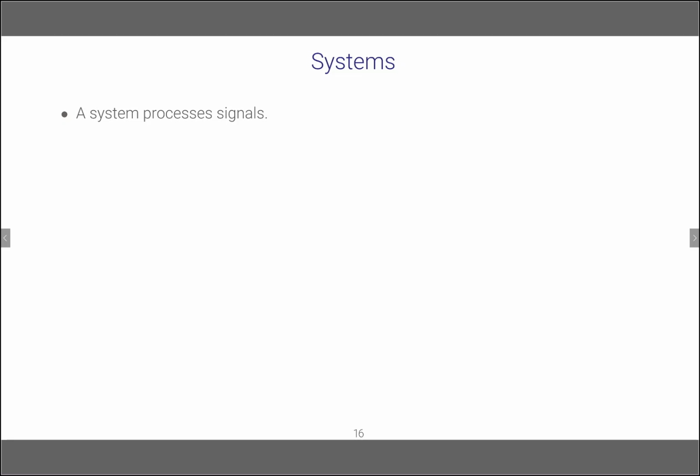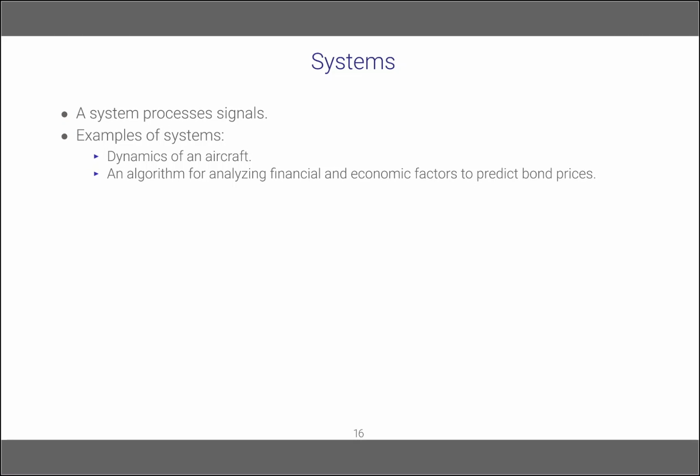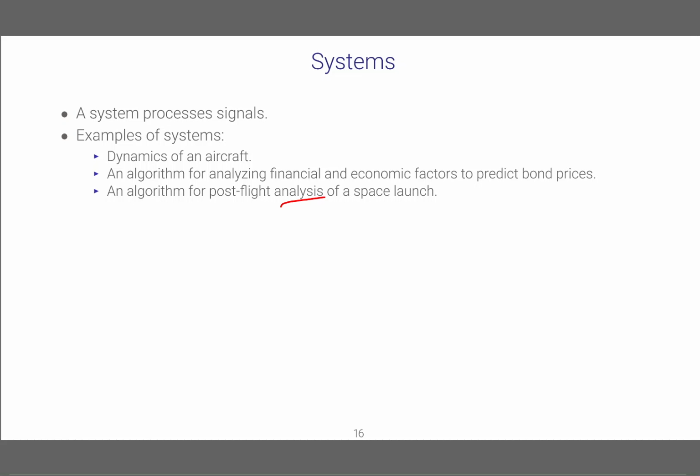A system processes signals. So examples of systems: dynamics of an aircraft, an algorithm for analyzing financial and economic factors to predict bond prices, an algorithm for post-flight analysis of a space launch. Sometimes I have seen people when they fly unmanned aerial vehicles, UAVs, the flight details get recorded in an SD card on the aircraft, and when the aircraft lands, they would take the SD card and take all the signals, wind speed, roll, pitch, yaw, speed, throttle, and all these things, and do analysis on what happened. So you can see this analysis is a system.